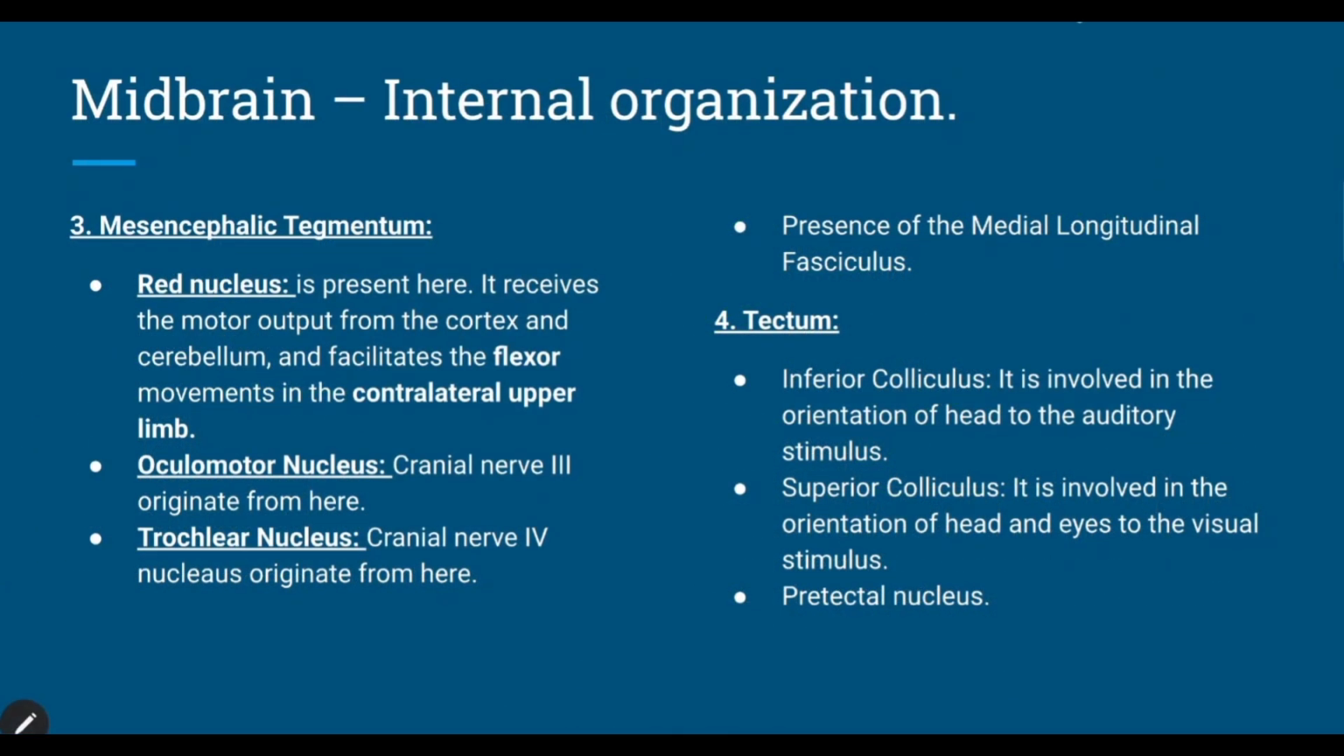Let's continue our midbrain breakdown for USMLE Step 1, focusing on the mesencephalic tegmentum and tectum, two more high-yield areas you need to know. First, the mesencephalic tegmentum. This region contains several key structures. The red nucleus is a big one. It receives input from the cortex and cerebellum and facilitates flexor movements in the contralateral upper limb.